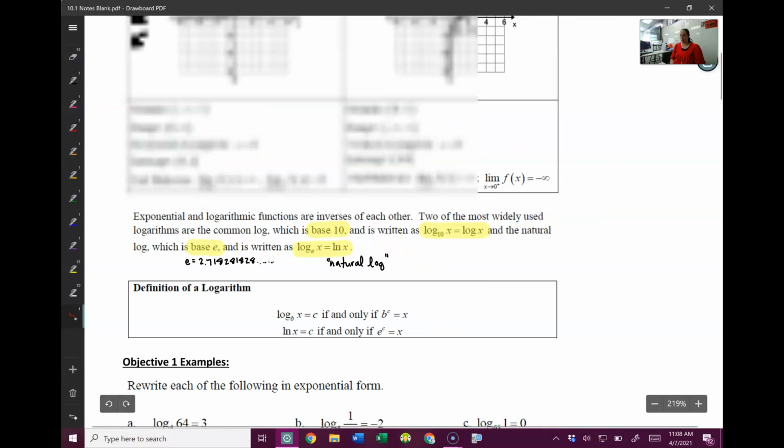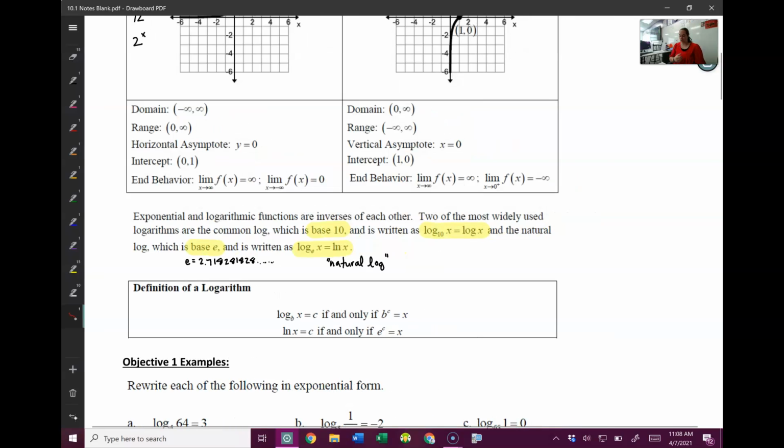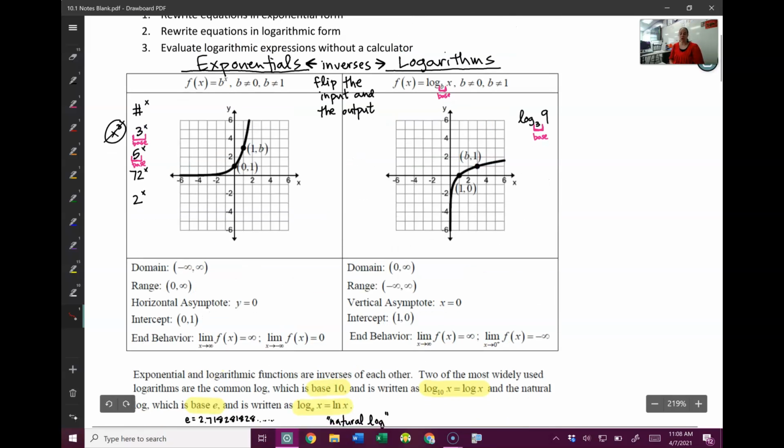So that is your basic introduction to what a logarithm is. In the next video, we're going to talk about how to translate from logarithms to exponentials so that we can solve problems a lot easier.